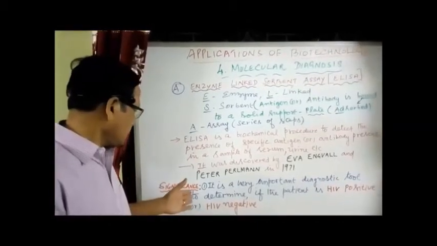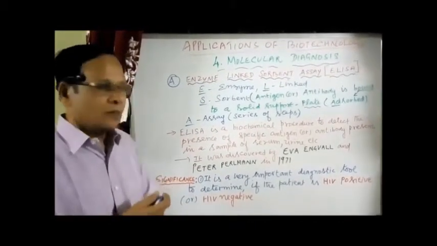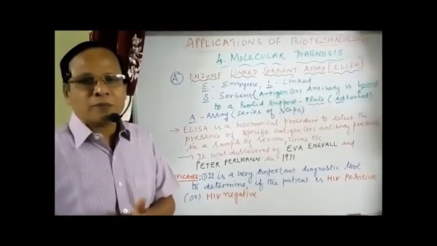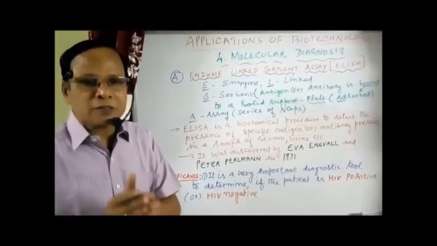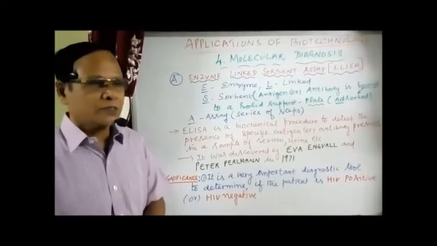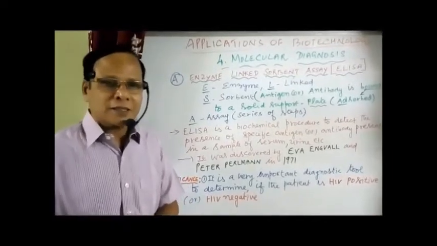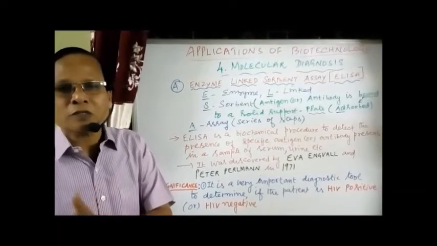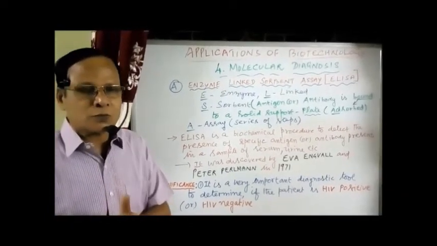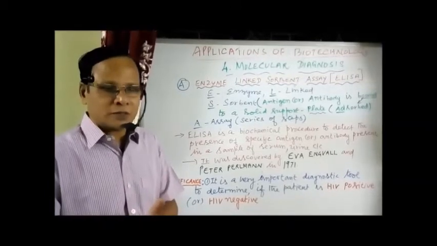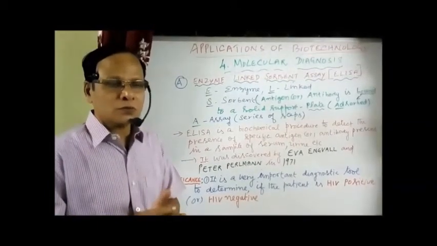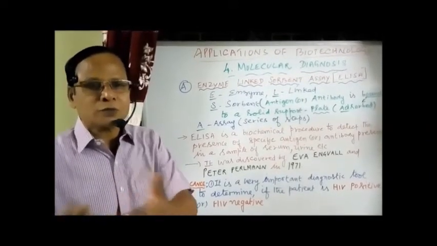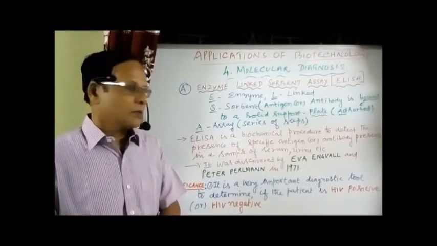Now, what is the importance or significance of this ELISA? It is a very important diagnostic tool to determine if a particular person is HIV positive or negative. This is number one. Secondly, it is a tool to determine the serum antibody concentration, the one which is produced because of the entry of pathogen. For example, antibodies produced because of the infection with the pathogen, as in the case of HIV.